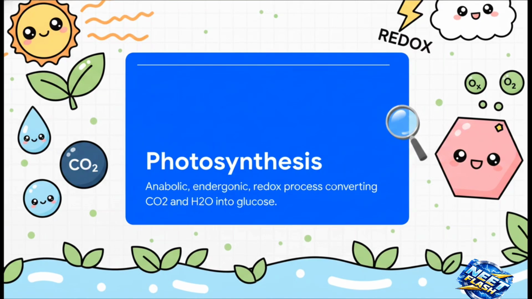We call it endergonic because it absolutely requires a constant input of energy from sunlight. And lastly, it is a redox process. Why? Well, because water is oxidized, meaning it loses electrons to eventually release oxygen as a byproduct, while carbon dioxide is reduced to form that final carbohydrate. Grasping these four terms is definitely your foundational key for everything else we're going to talk about.